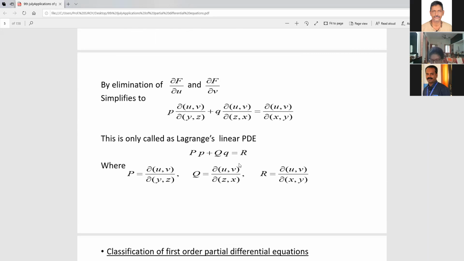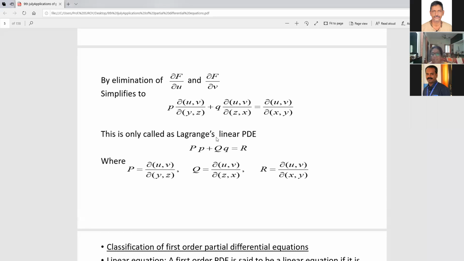So our story starts here. This is a linear equation, of course, and first order. Everything I'm discussing here is first order. So P into dou of u, v by dou of y, z, this is the Jacobian of u, v with respect to y, z. Similarly, three Jacobians are combined, and you get one equation: P into this value, Q into this value equal to this. Each is some function of x, y, z. Simply we represent it like this: P into capital P, Q into capital Q equal to R.